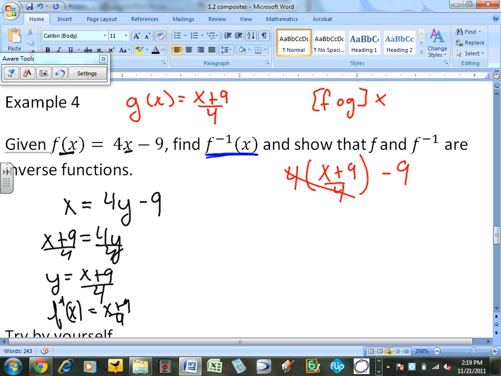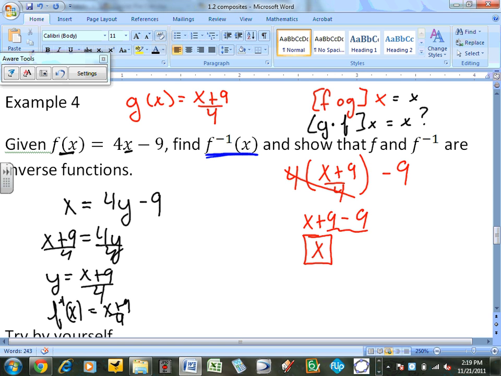Look diagonal and cross out, it's easy enough. x plus 9 minus 9. Subtract those and we get x. All right, so f of g of x equaled x. That was part of that theorem that we had up there. The next thing we needed to check is, does g of f of x equal x? If they both equal x, then they're inverses of each other.